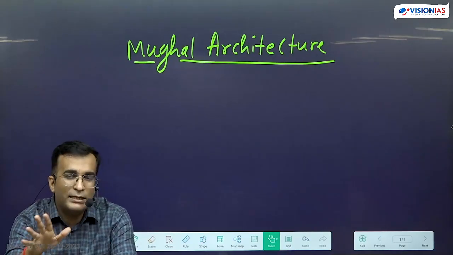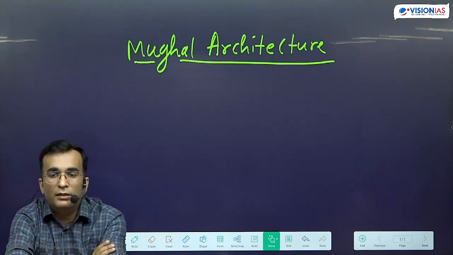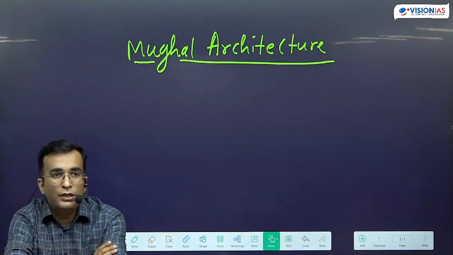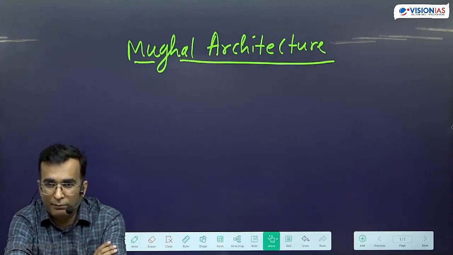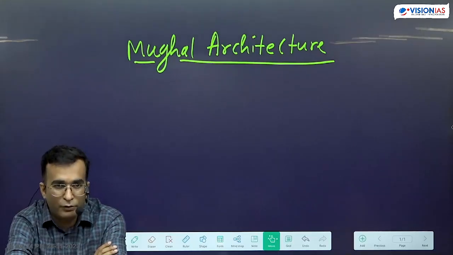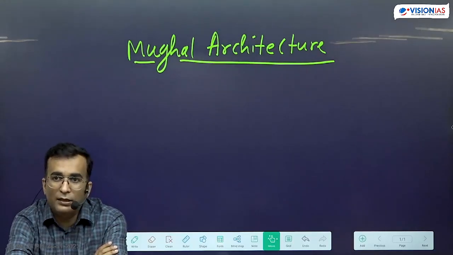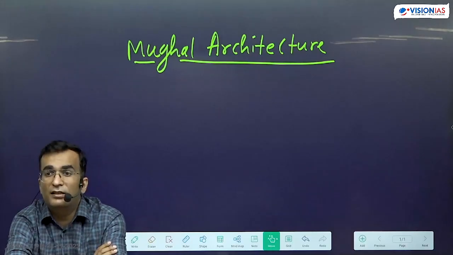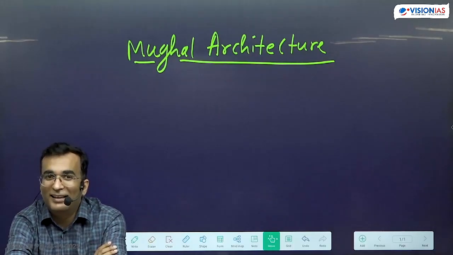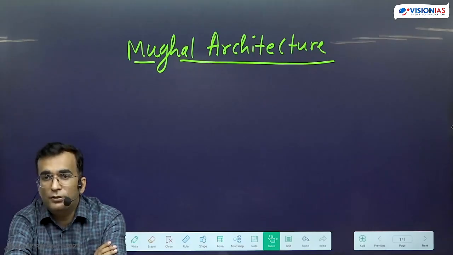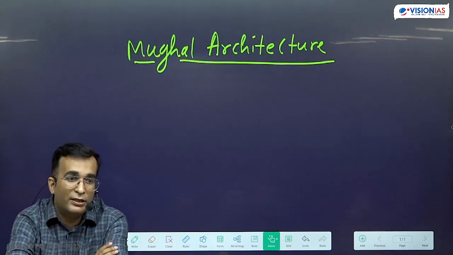But still he created some mosques, two mosques actually. One was created at Sambhal. Where is Sambhal? In UP, the Rohilkhand area. And another one at the Panipat. So one at Sambhal and another one at Panipat.